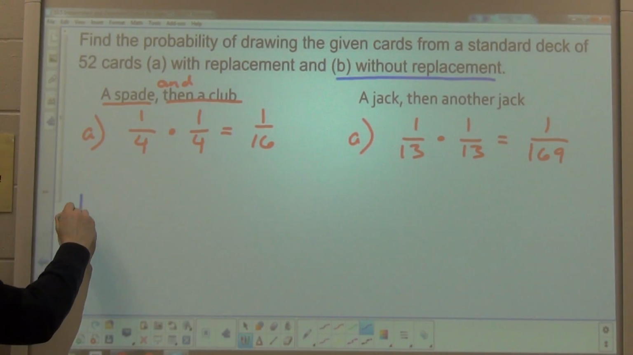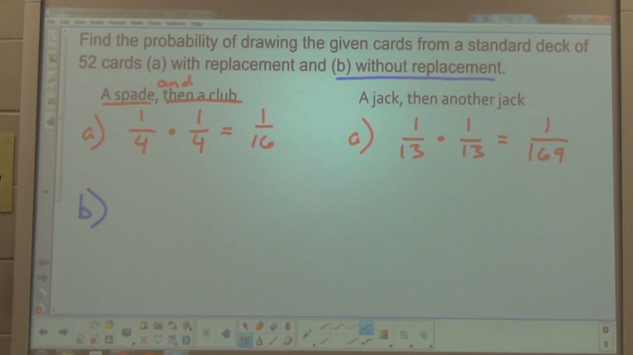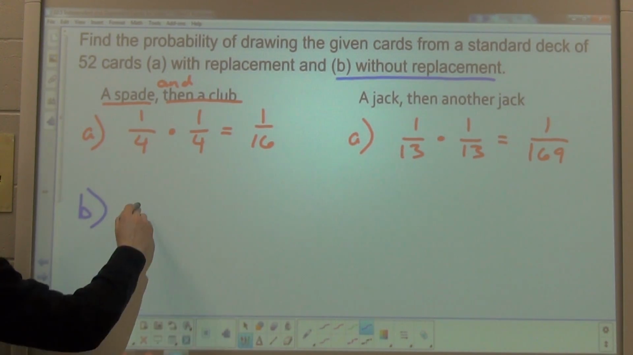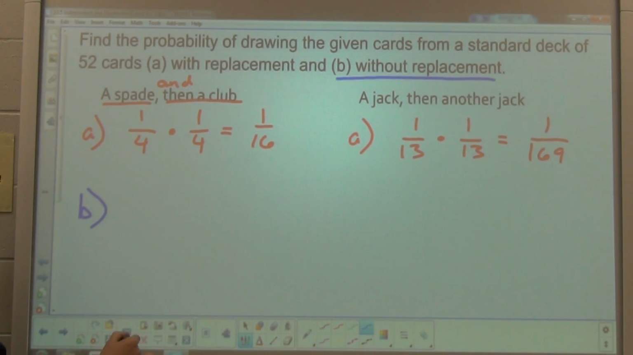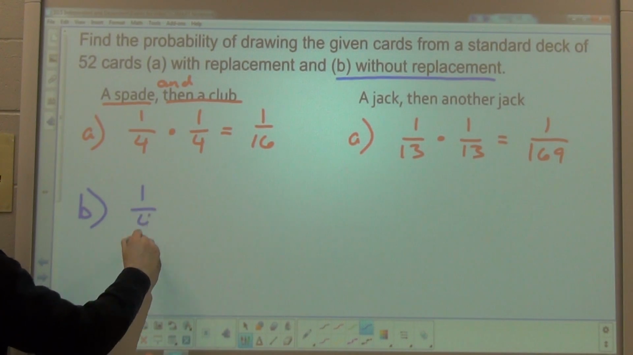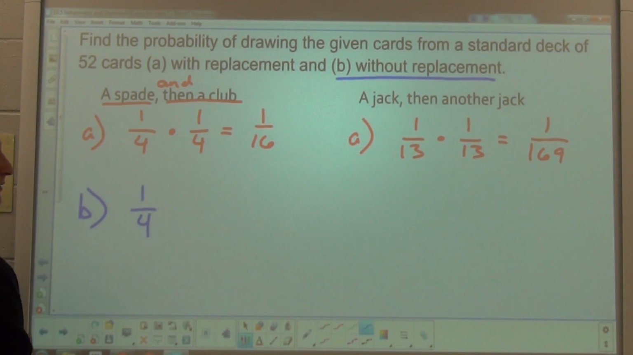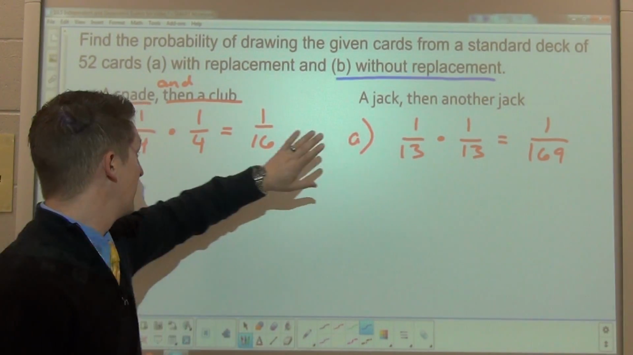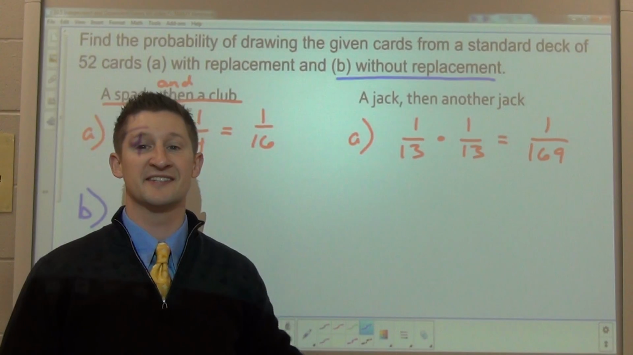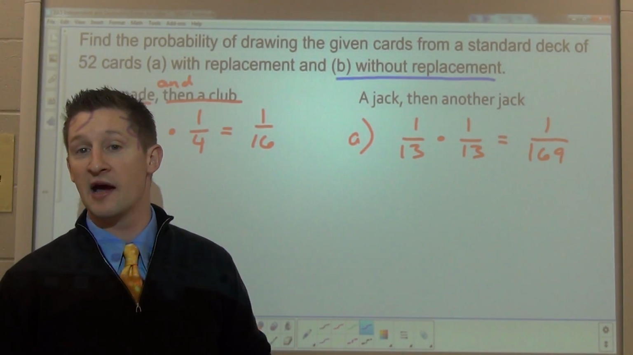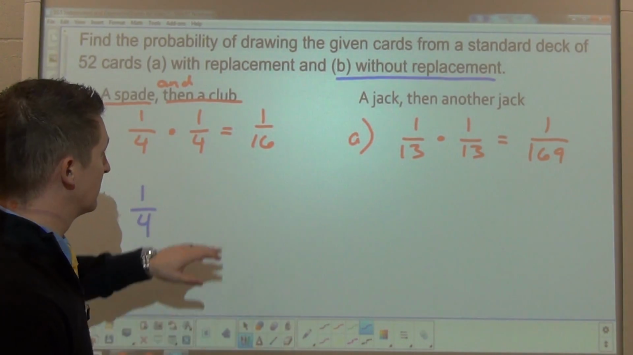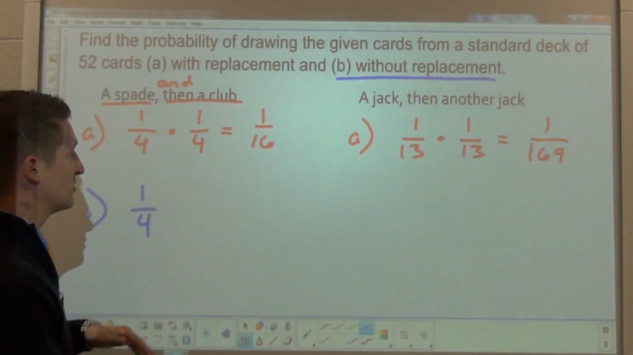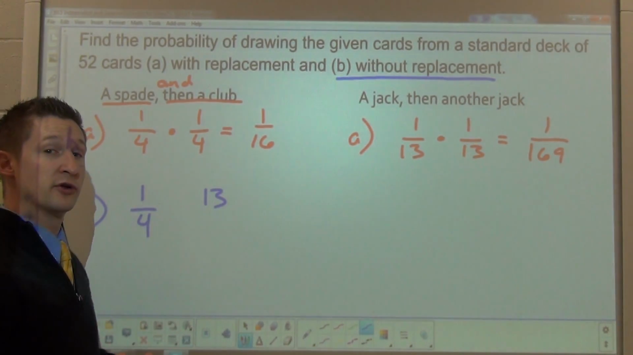So first of all, the spade and club situation. If I'm going to draw a spade first, well, that probability is still going to be 1 out of 4 because there's still 13 spades out of 52 possible cards. Now, the club, the without replacement part is the key here. So now, if I have successfully drawn a spade, that means I have the spade that I want. The number of clubs in the deck would still be 13. All 13 clubs are still there.